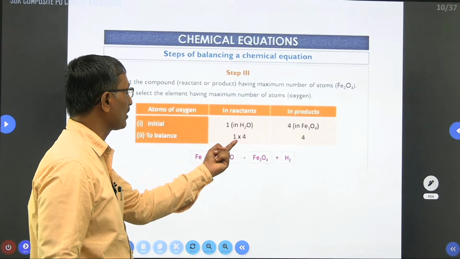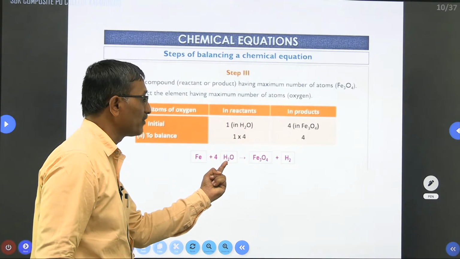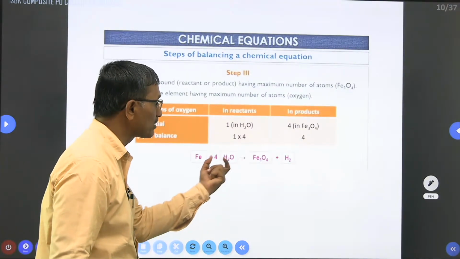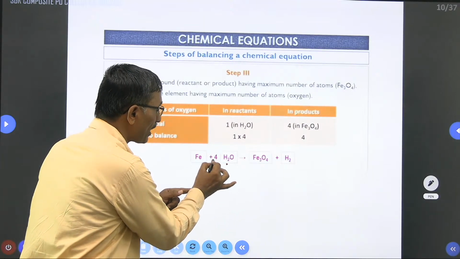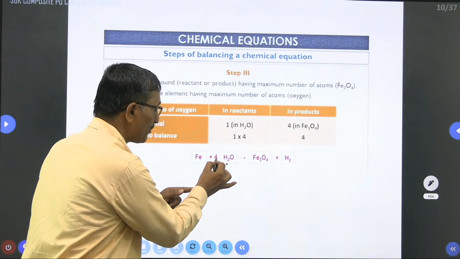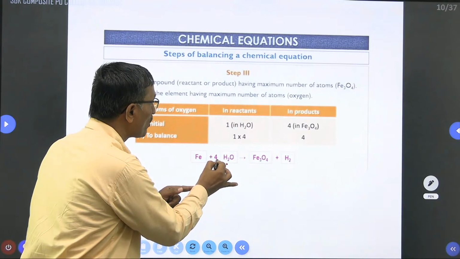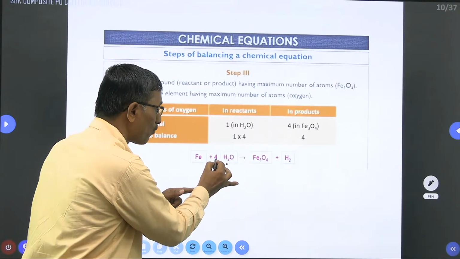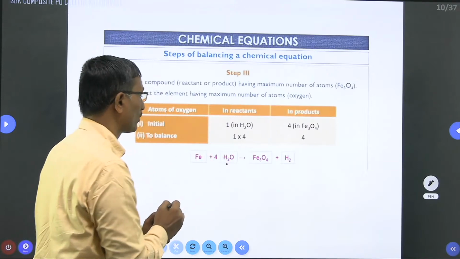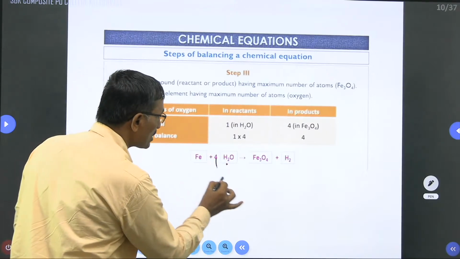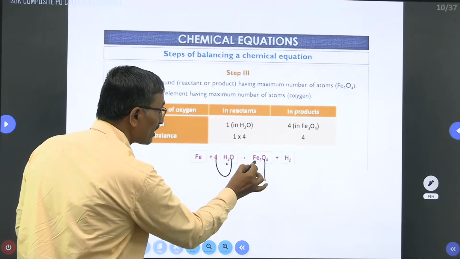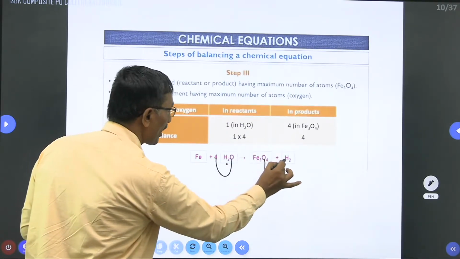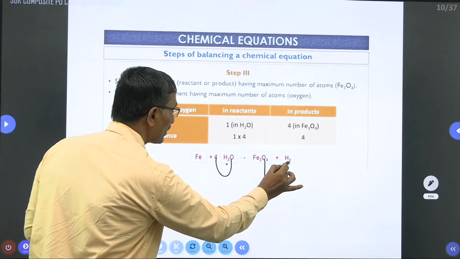You have to multiply, see here, for the water. For which purpose? To balance the oxygen atom, you are multiplying by 4. I mean the stoichiometric coefficient, how much have we taken? 4. I wrote 4H2O. Okay, 4 oxygen atoms here, 4 oxygen atoms there. What about the iron? Here 3, here only 1. Here hydrogen, how many are there? 2 are there.